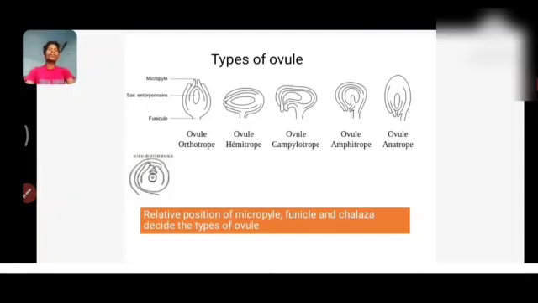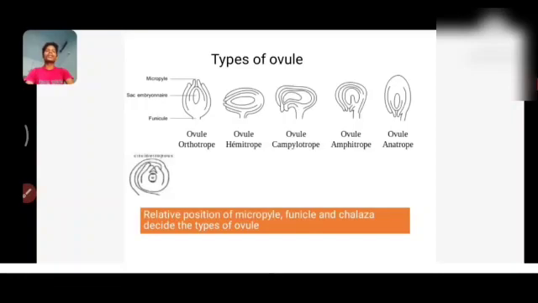Next one is the hemitropous ovule. Hemi means half and tropos means curved, so it is a half curved ovule. In this type of ovule, the body of the ovule is more or less at right angles to the funicle. The funicle lies at 90 degrees to both the micropyle and chalaza. This type of ovule we can find in Primulaceae and Ranunculaceae families.